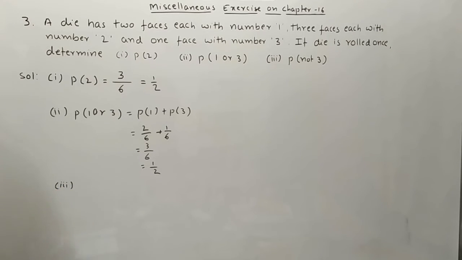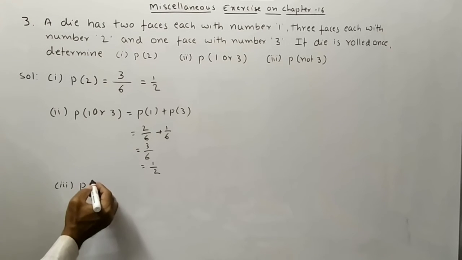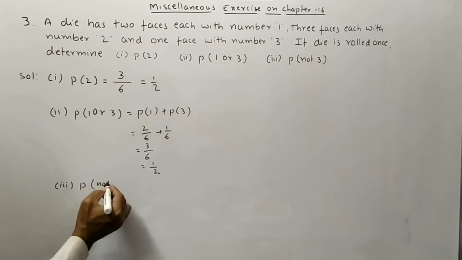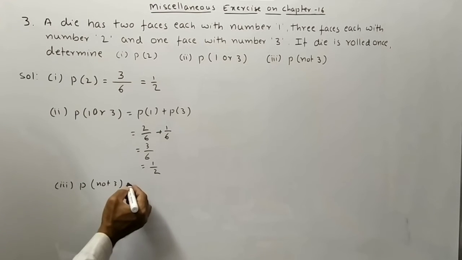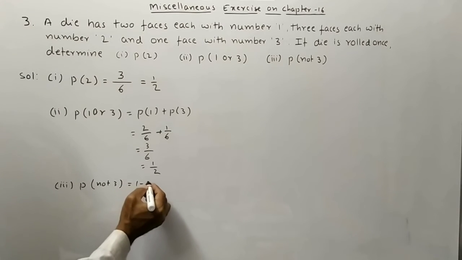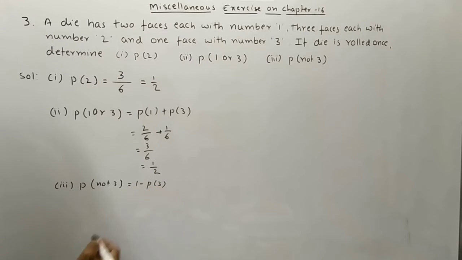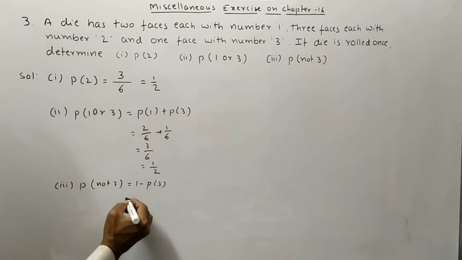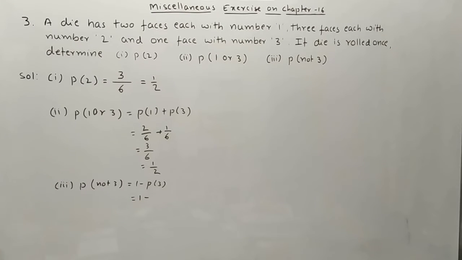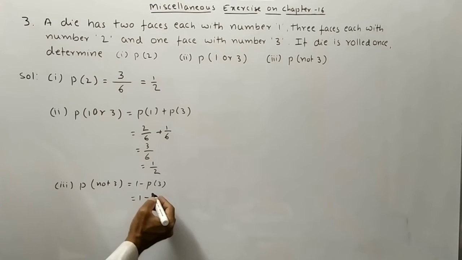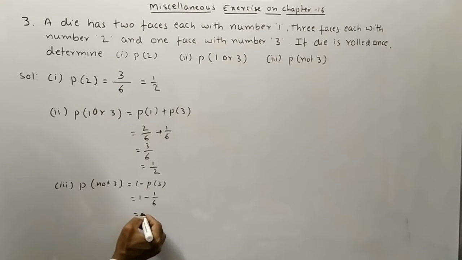Third one, probability of not 3 is equal to 1 minus probability of getting 3, is equal to 1 minus, what about probability of getting 3? 1 by 6, is equal to 5 by 6.